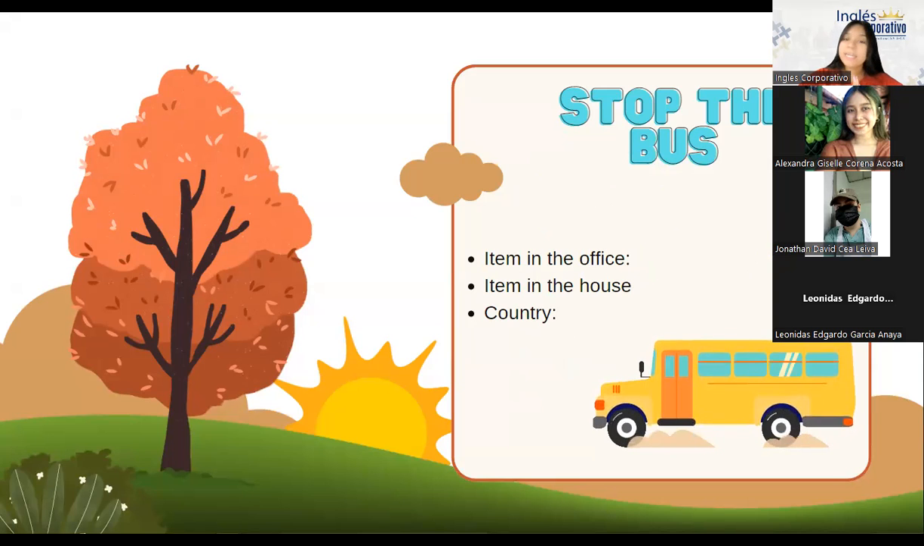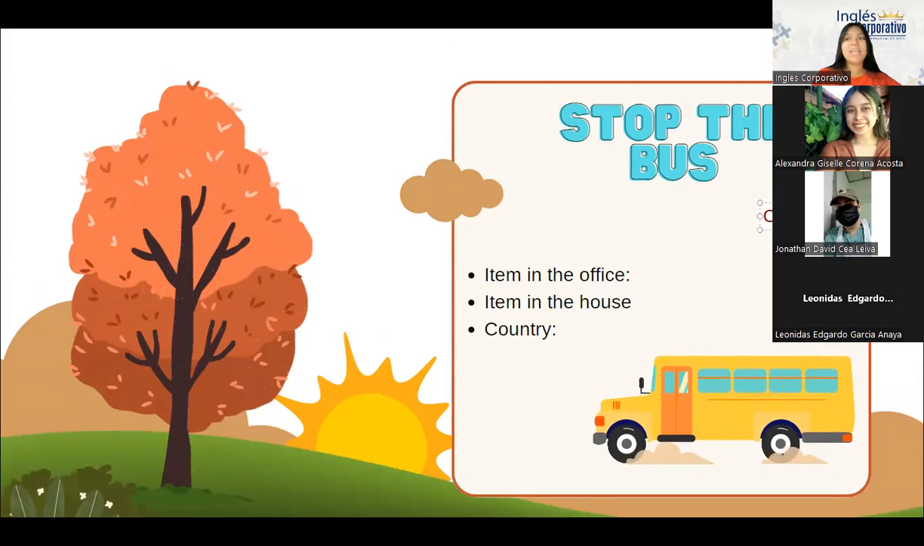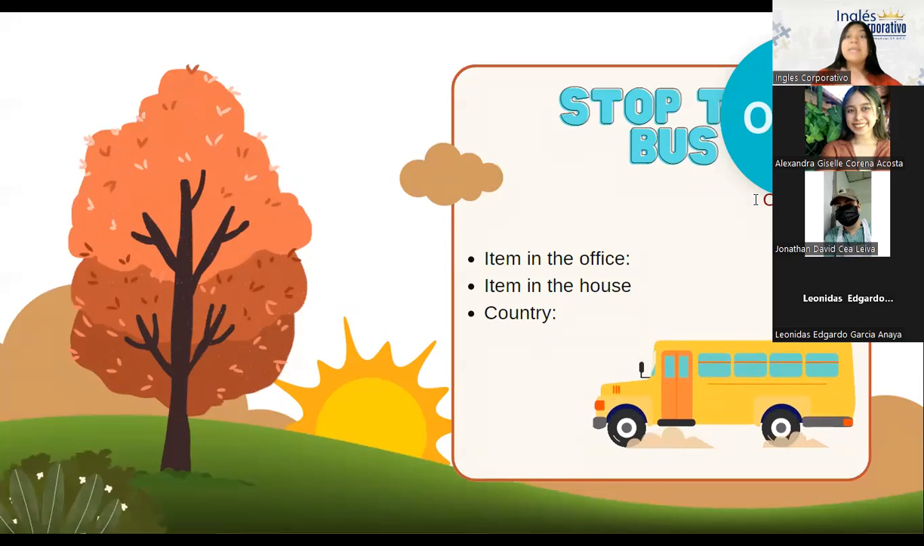All right, so we have item in the office, item in the house, and country. I'm going to give you the letter, and you are going to look for an item in the office, an item in the house, and a country that starts with that letter. We are going to play with three letters and then we are going to move. We are going to wait for the others to join. The first letter we are going to play with is the letter C. Once you have the items, say stop the bus. Cuando ya tenga los tres me dice stop the bus.